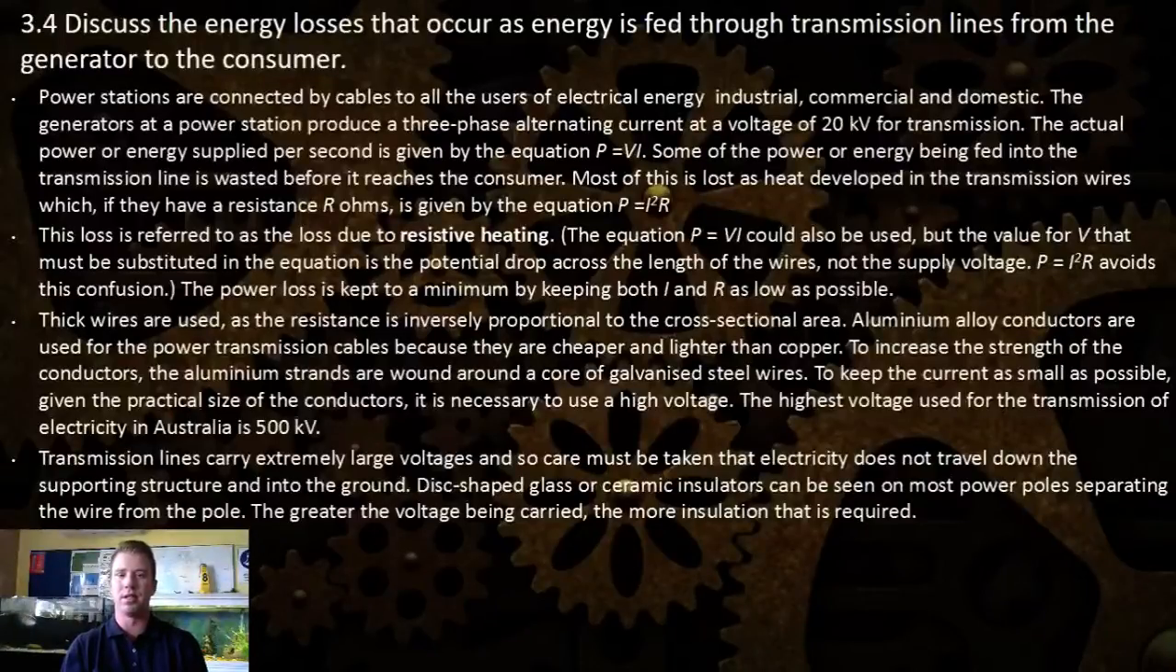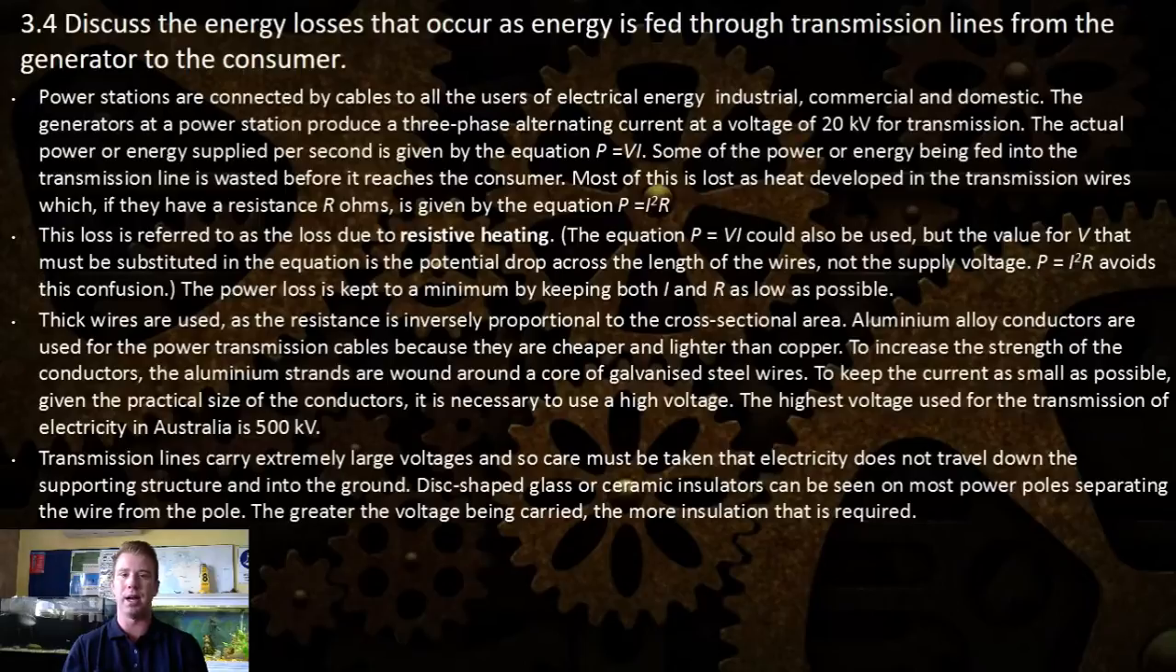3.4. Discuss the energy losses that occur as energy is fed through the transmission line from the generator to the consumer. Power stations are connected by cables to all uses of electrical energy, whether personal, industrial, or commercial. The generator at a power station produces three-phase alternating current at a voltage of 20,000 volts for transmission.